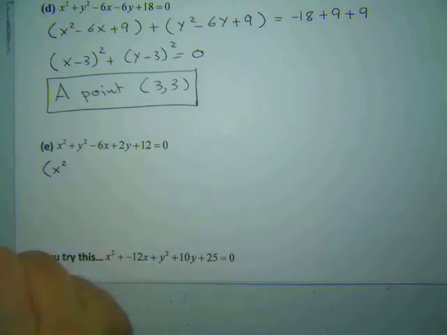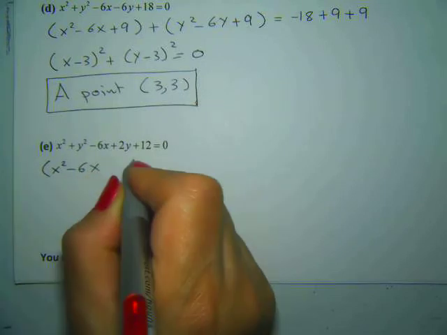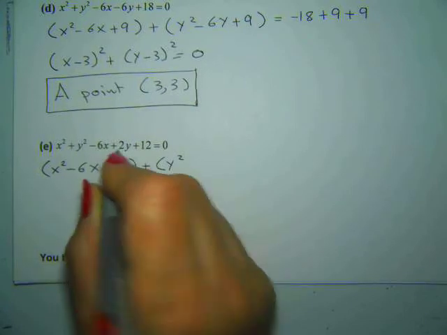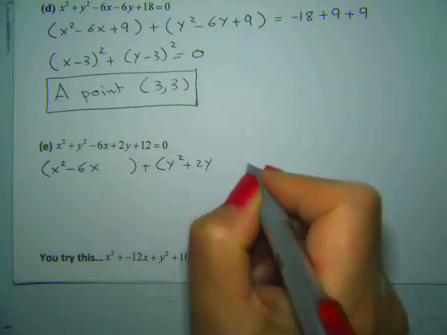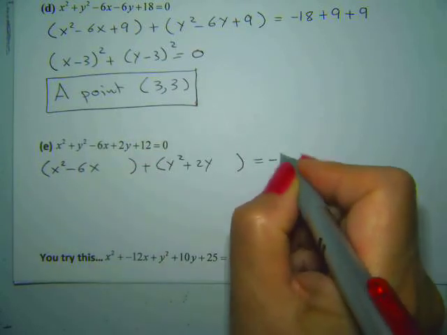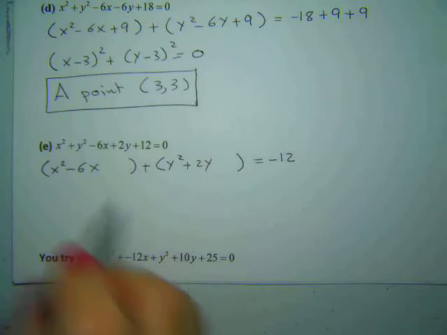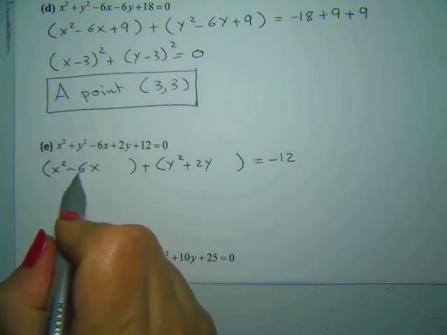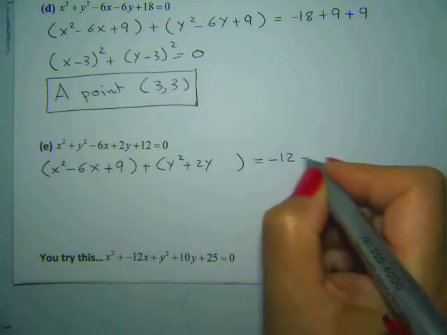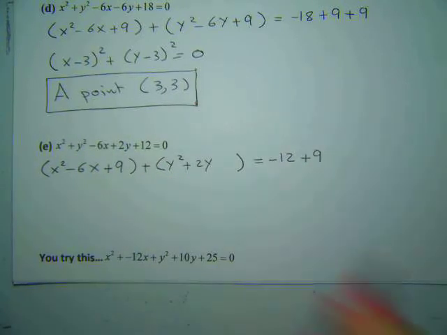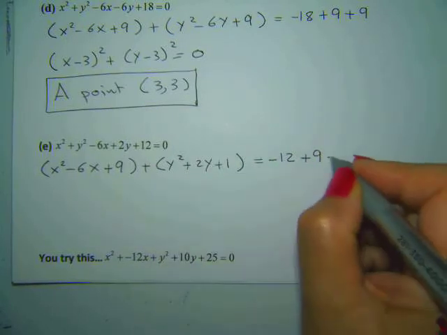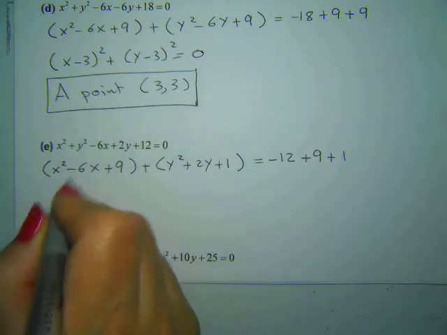X squared minus 6x, a place to complete the square, plus y squared plus 2y, a space to complete the square, and move the constant to the right hand side so it becomes -12. Now to complete the square, we have the 6, divide by 2, 3 and square is 9, add it to both sides of the equation. Take the coefficient of y, divide by 2 is 1 and square, that's 1, add it to both sides of the equation. Let's see what we have now.